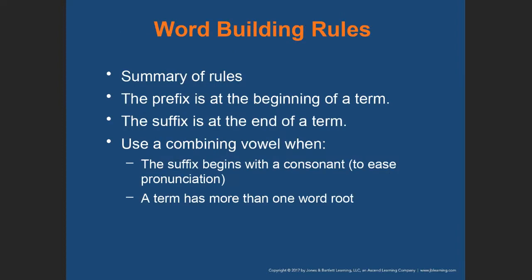All right, now word building rules. Summary of the rules: The prefix is at the beginning of a term. The suffix is at the end of a term. Use a combining vowel when the suffix begins with a consonant to ease pronunciation, or when a term has more than one word root.